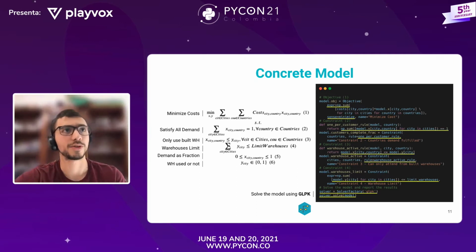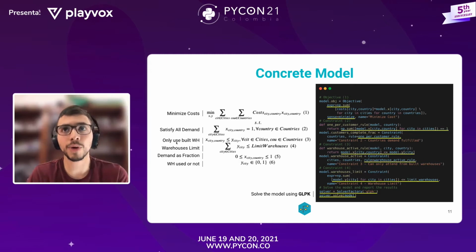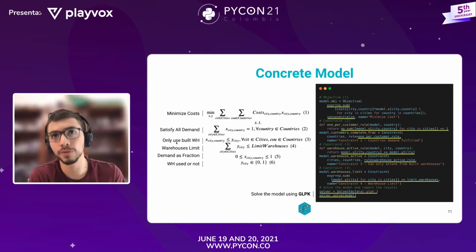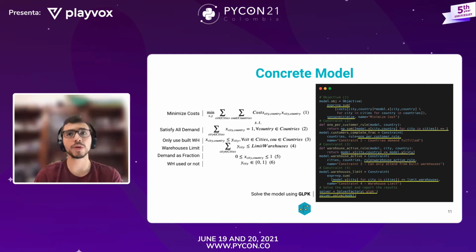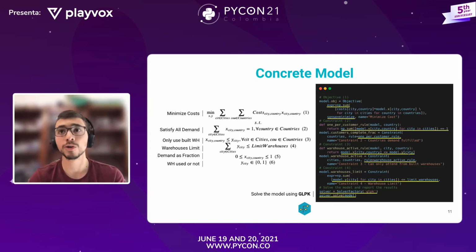And let's look at the other constraint. Our other constraint is that we can only use built warehouses. So if we have not built it, we cannot fulfill demand from that warehouse. So let's look at it. When we look at it, we can see that the demand fraction should be less than or equal to y. And if we remember what y was, it was 1 or 0. So if y is 1, we are using it. If it's 0, we're not using it. So x can be used only if y is 1.